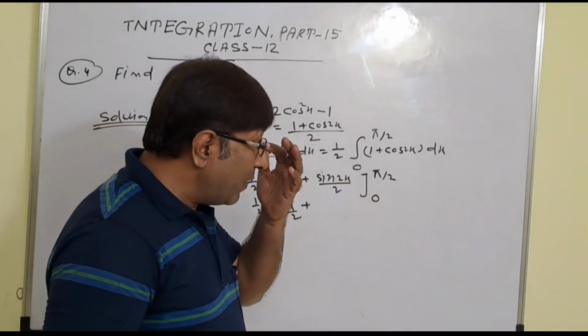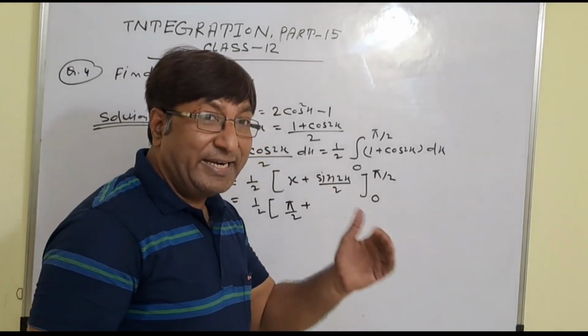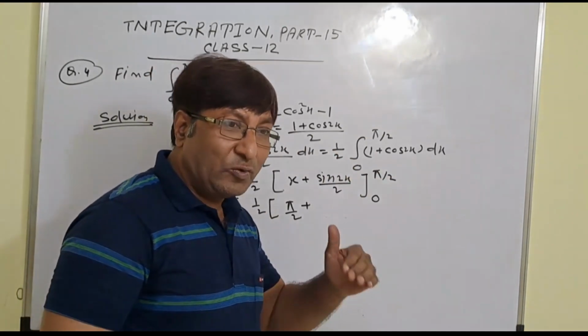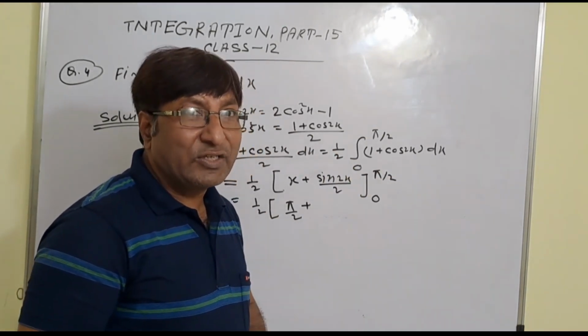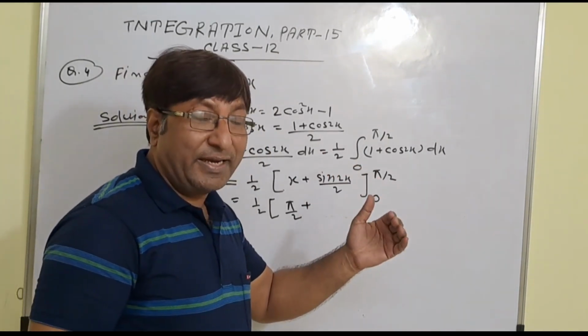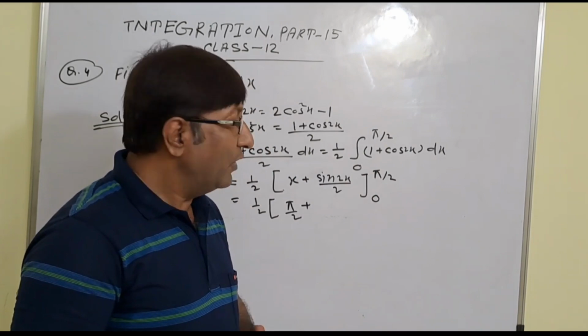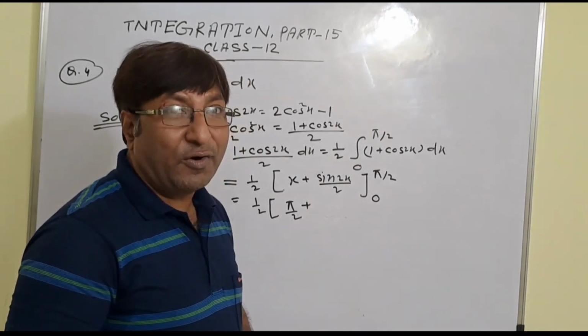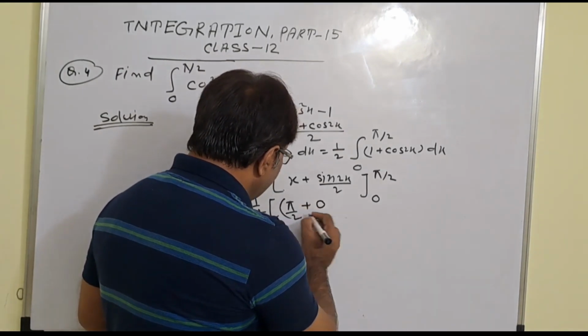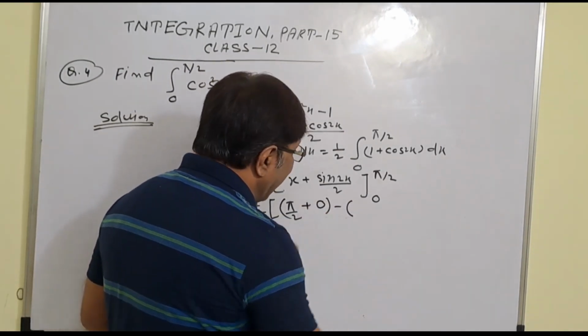How? Sin pi, that means what? Sin of 90 plus 90. So sin A cos B, sin 90 into cos 90. So cos 90 is what? 0. In the same way, cos A sin B, again cos 90 is what? 0. So in this way, sin pi is what? 0. So 0 by 2 is what? 0.